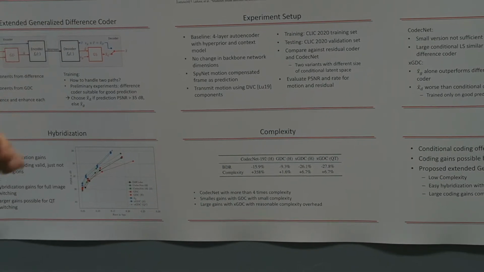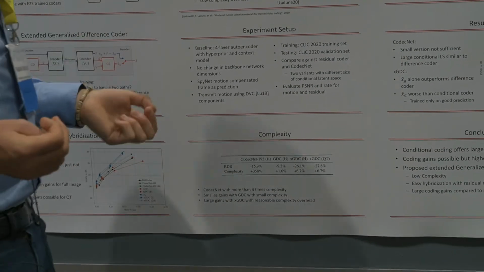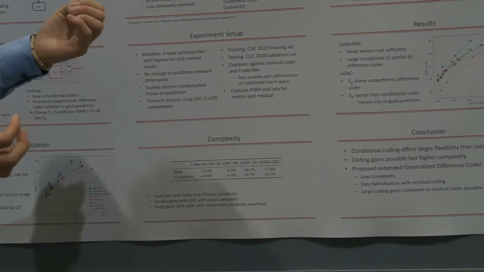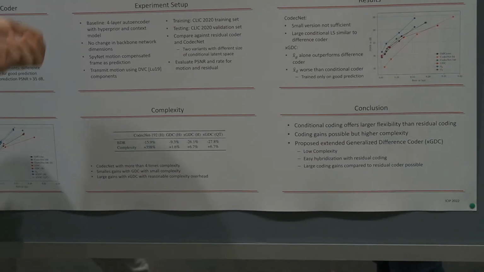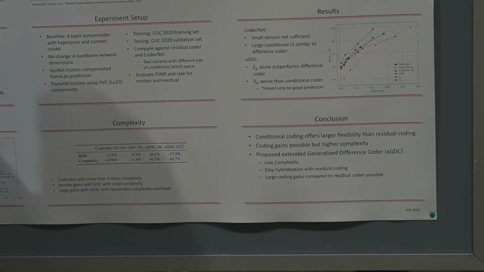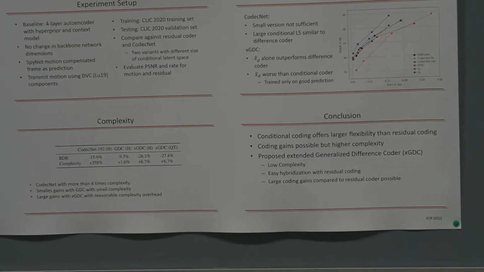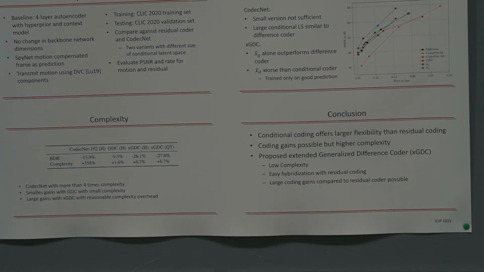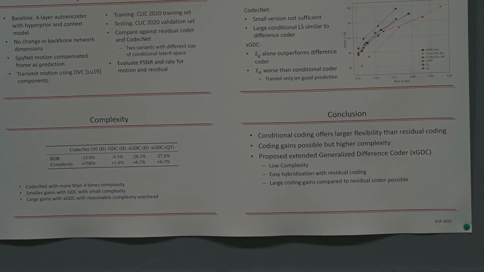So in conclusion, conditional coding offers large flexibility and should be better than residual coding, but often comes with a higher complexity. With our proposed extended generalized difference coder, XGDC, we are able to solve this problem and achieve low complexity, good hybridization, and good gains. Thank you very much.